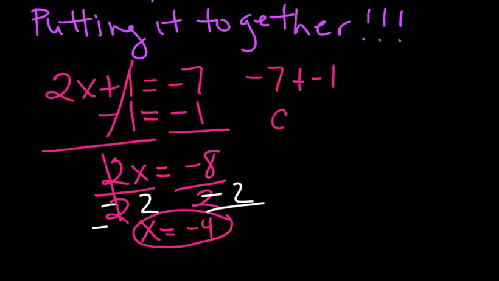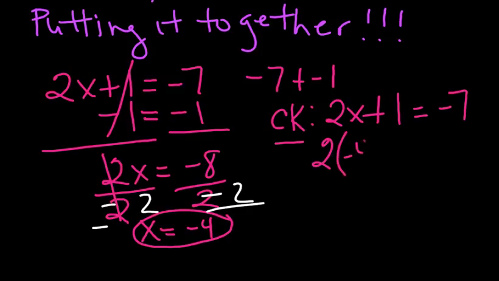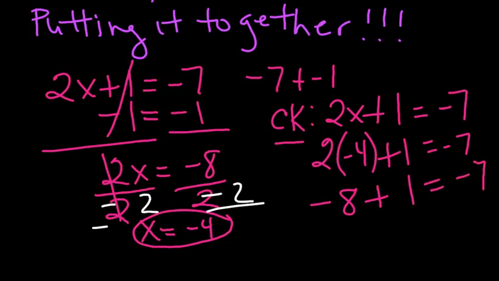Checking. 2x plus 1 equals negative 7. Original equation. Now we think x is negative 4. Let's put it in for x. So 2 times negative 4 plus 1 equals negative 7. Now we're going to do the math. 2 times negative 4, negative 8. Plus 1, does that equal negative 7? Yes, it does. So negative 7 equals negative 7, and it checks.